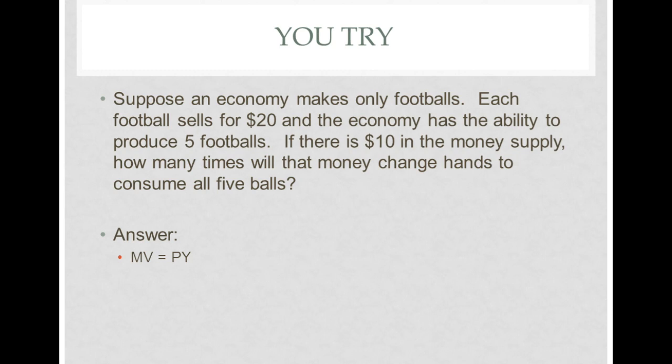And on the left side, again, it looks like we're trying to find velocity. So we already know that there is $10 in the money supply. So I think it sets up like this: $10 times the velocity is equal to 20 times 5, which is equal to 100. And with a little bit of algebraic manipulation, we find out that 10 times V, the velocity, is equal to 100, and so therefore V is actually equal to 10.